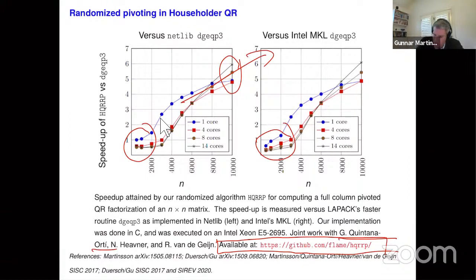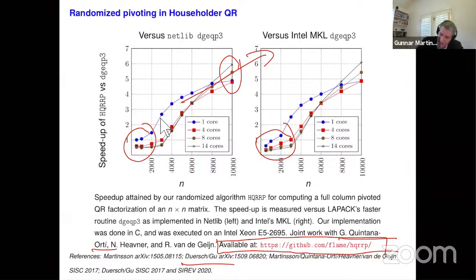And there's also related work by Dershin Gu, and Julian Langu has been doing really nice work on similar ideas. So here, there certainly is code available, and these things perform very well. And the pivots that are selected by the randomized scheme are very comparable in quality to those from the deterministic scheme.